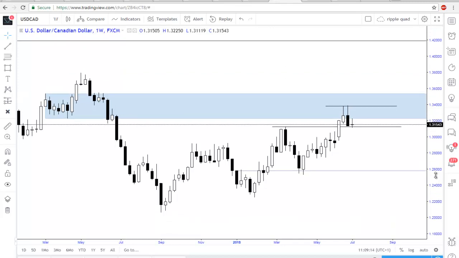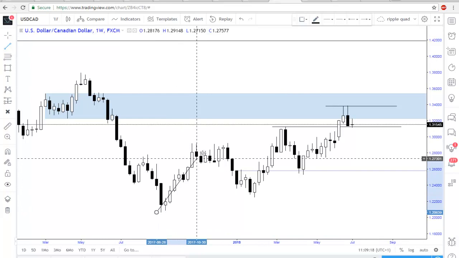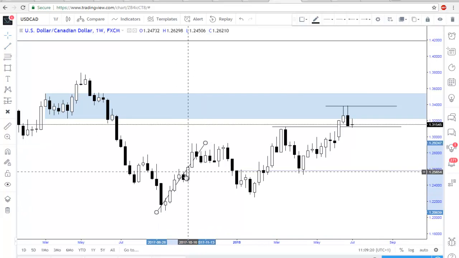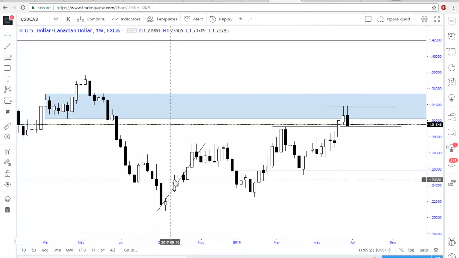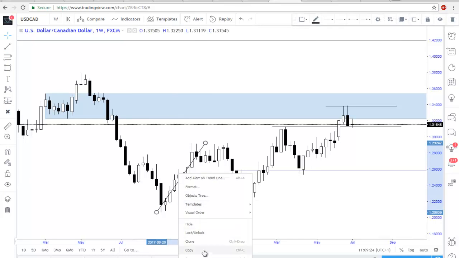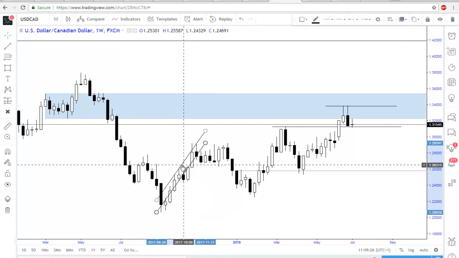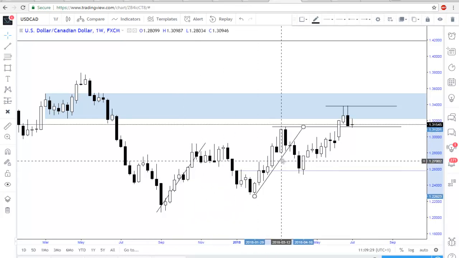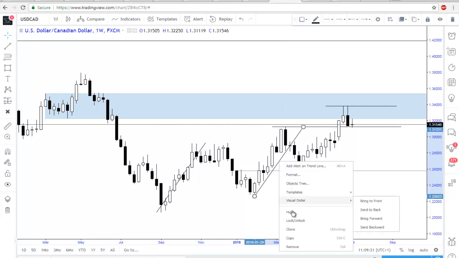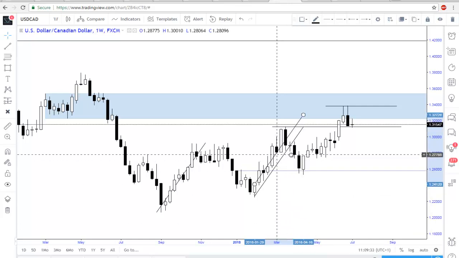Another thing, I think this was what I was trying to talk about: this is the harmonic move I was on about. I don't know why I was on about the other one. Let's mark out equal legs. Let's clone that. I'll probably see it better on the weekly, but clone that line. This is just adding further confluence to it. I don't always use this, but it's further confluence.